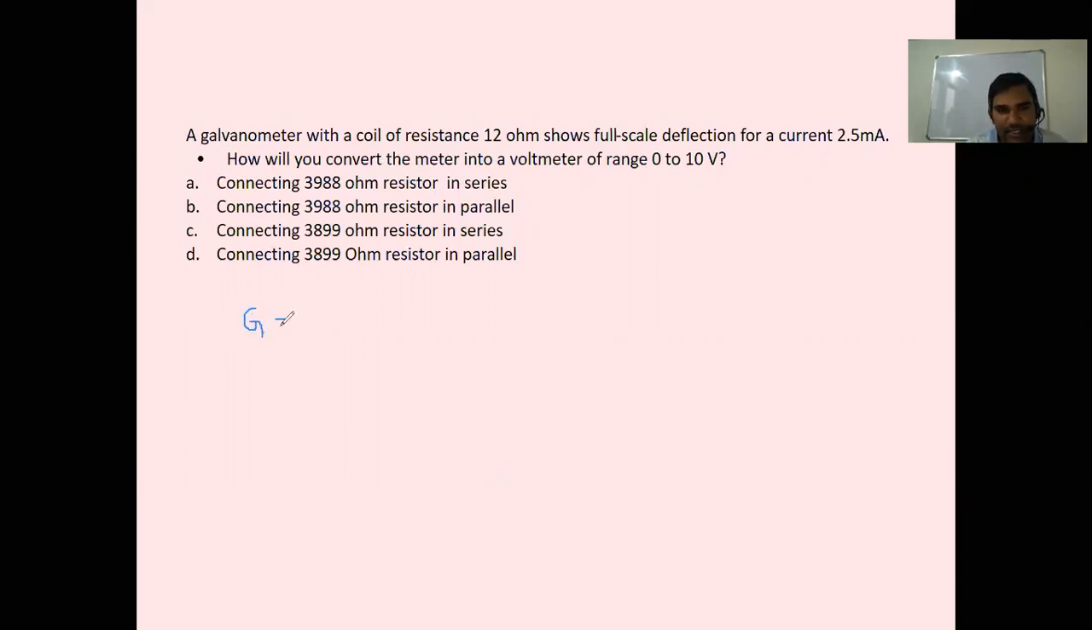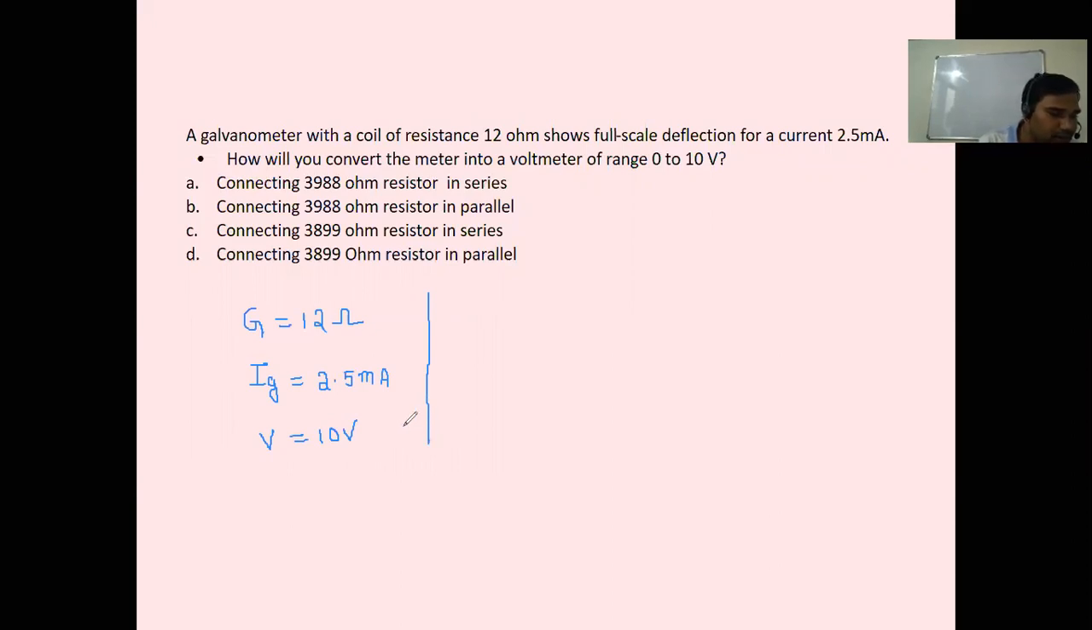Galvanometer resistance G is equal to 12 ohm and full scale deflection for a current of 2.5 milliampere. So the galvanometer allows only this much current, 2.5 milliampere. We have to convert the meter into a voltmeter of range, how much? 10 volts. This is the given data. Now we have to convert the given galvanometer into a voltmeter.